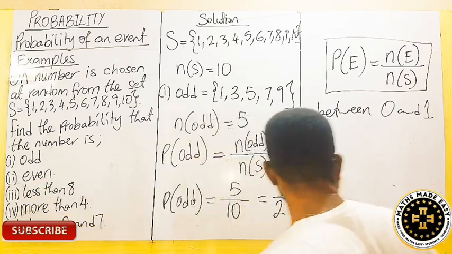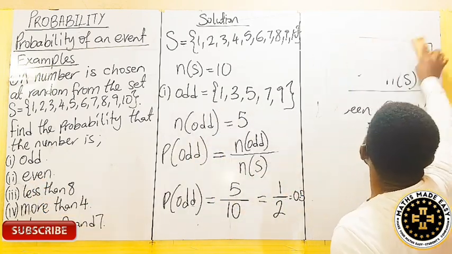It says that the second event is even. That is, even numbers.